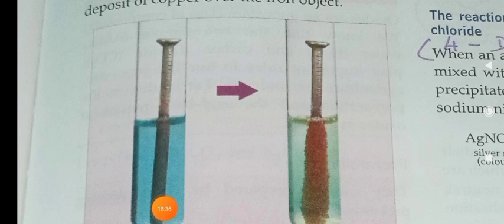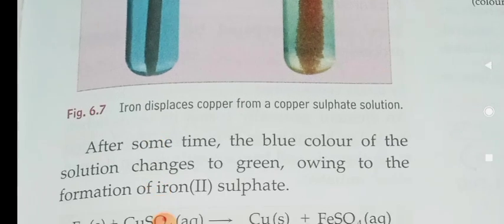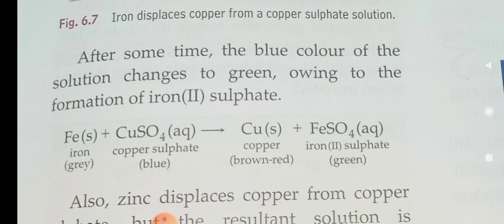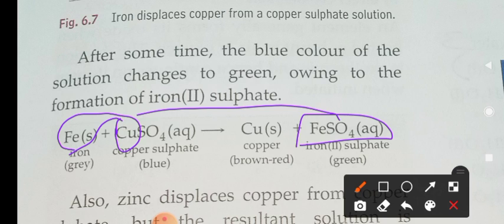Here is another example. When iron is placed in copper sulfate solution, it forms copper, which is brown red in color, and ferrous sulfate. Look at the equation. Iron replaces the place of copper. Instead of copper, iron's place comes there, so FeSO4 is formed. Do you understand, children? So this is a displacement: instead of one element, another element displaces it. Do you understand this fact?